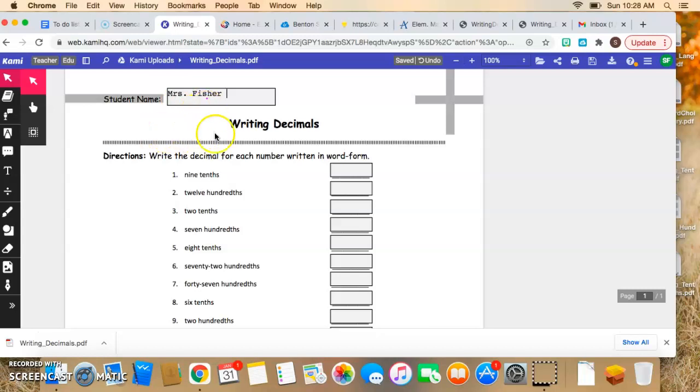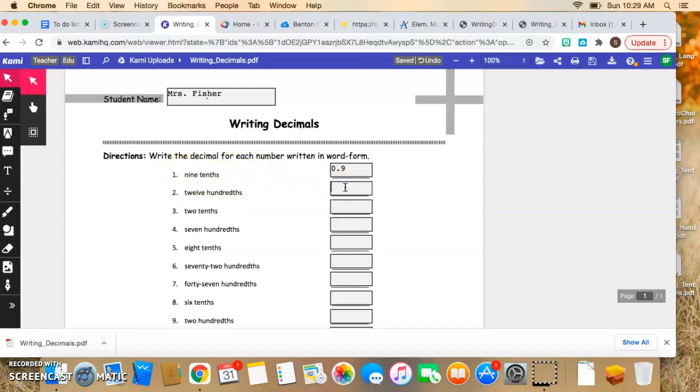All right, so now writing decimals. So write the decimal for each number in word form. So this says 9/10. So when we use decimals, we're going to use 0, and then the decimal, and for tenths, it's going to be right after the decimal. So it would be 9, because 9/10.